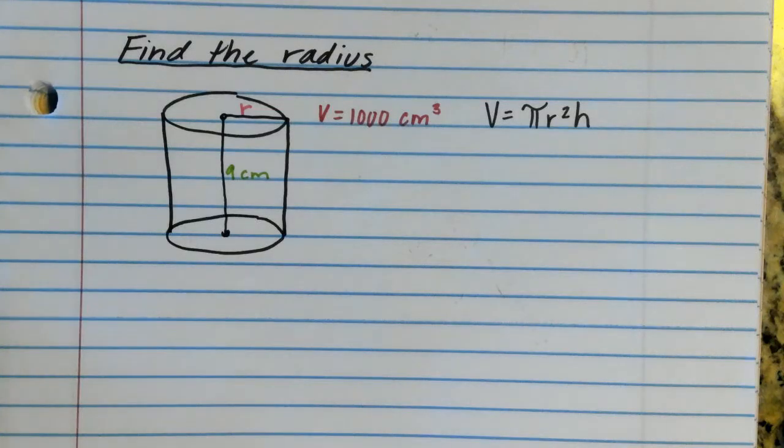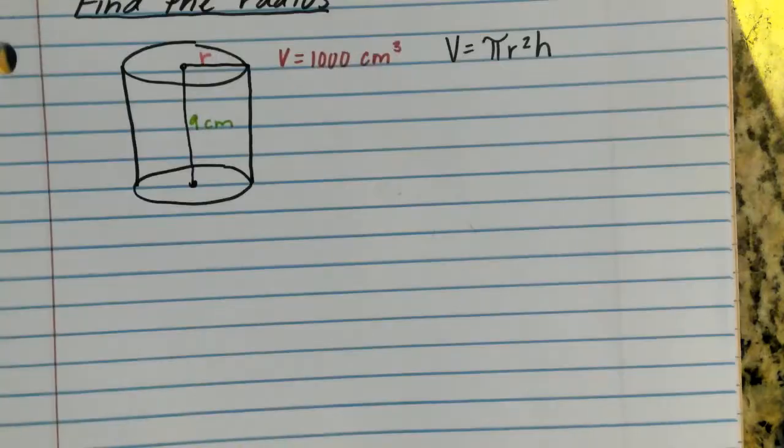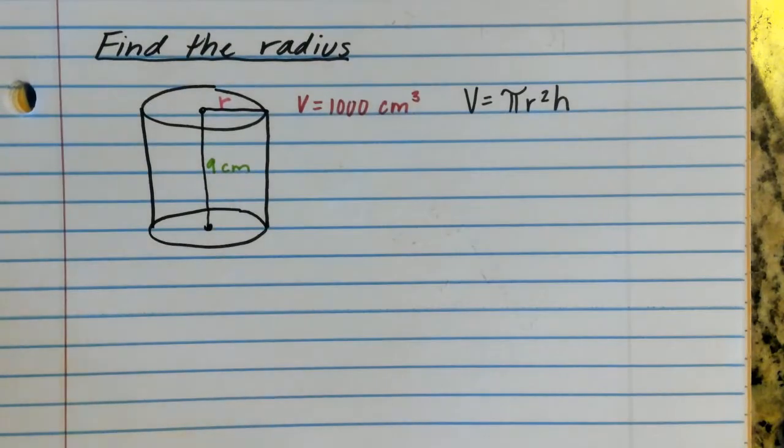All right, here's your video on the volume of cylinders. We're still under the 6.6a volume of cylinders. Now we're going to work backwards to figure out what our radius is.